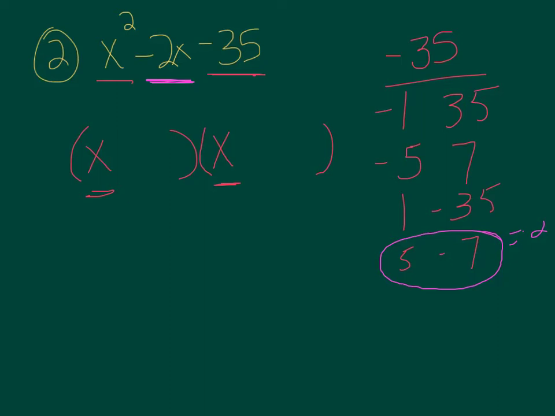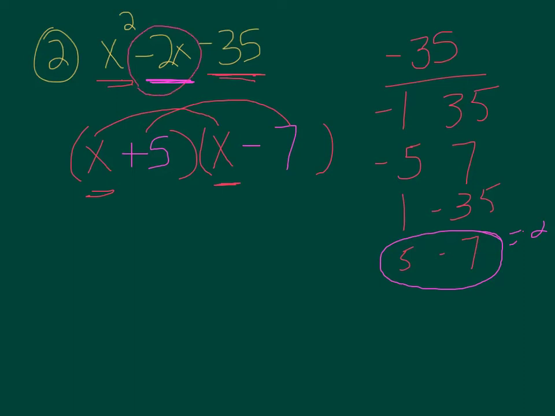Okay. So 5 would be a plus 5, and then negative 7 would be a minus 7. Now we know that x times x is x squared, so we're good there. And we know that 5 times negative 7 is negative 35, so we're good there. We need to check the negative 2x.